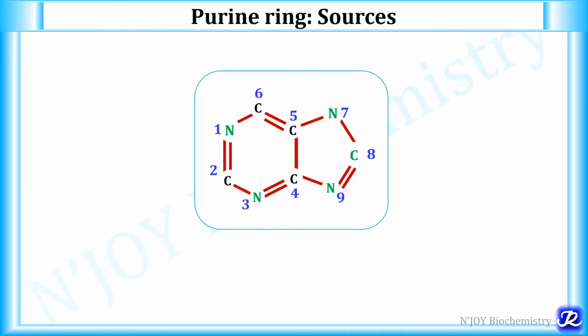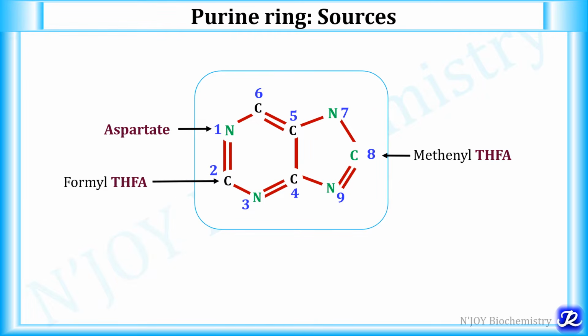What are the various sources of carbon and nitrogen present in the purine ring? This is very important for MCQ as well as BAQ, that is brief answer question. So in this purine ring, the N1 of purine is obtained from amino group of aspartate. C2 and C8 are obtained from formate of tetrahydrofolic acid.